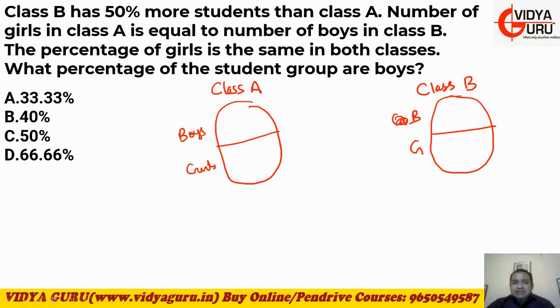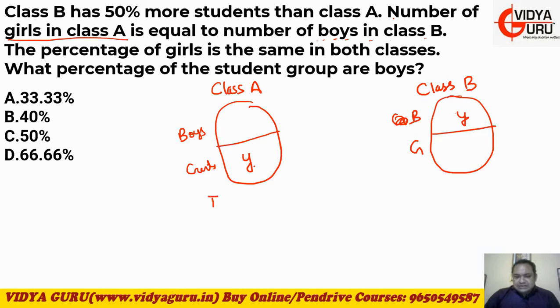Now what is the data given in the question? Number of girls in class A is equal to the number of boys in class B. So let the number of girls in class A be equal to Y. This is equal to the number of boys in class B. So both figures are said to be equal. What else? Class B has 50% more students than class A. No concrete data is given, so we assume a comfortable value.